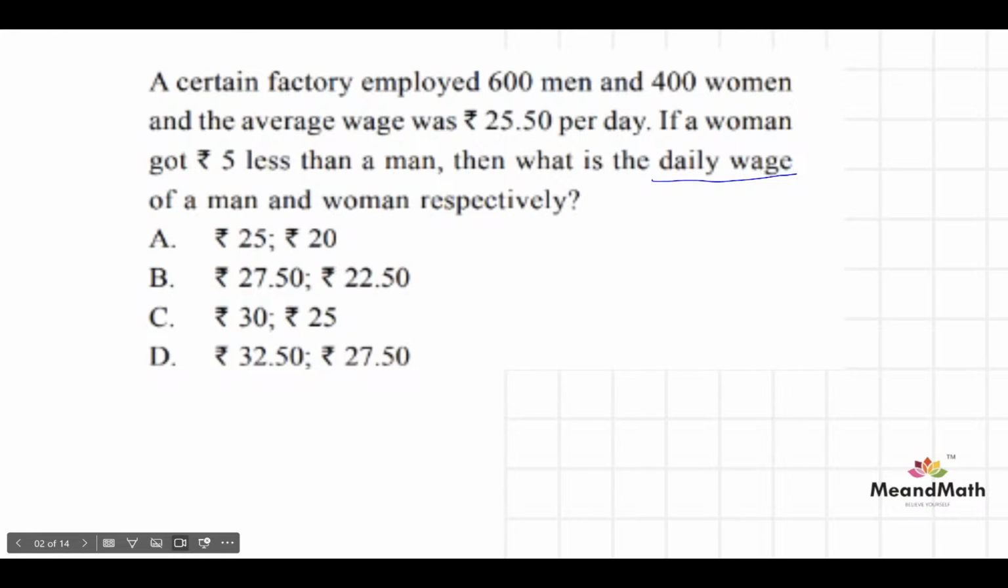What is given to us? We know the average wage is this per day, and the factory has 600 men and 400 women employed. Okay, this is the information. If you think you can do this, just attempt it and then we'll discuss. Let me set the timer. Maybe a 1 minute timer is more than enough, I feel. So you have a 1 minute timer set. Meanwhile, we'll quickly do the question and discuss afterwards.